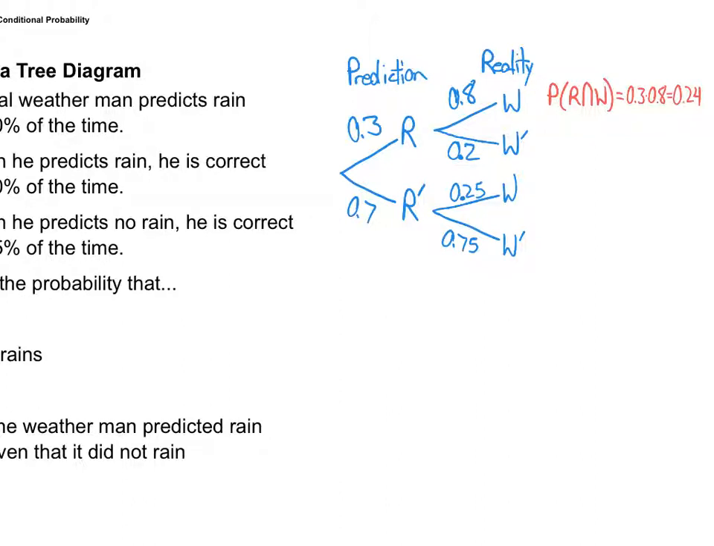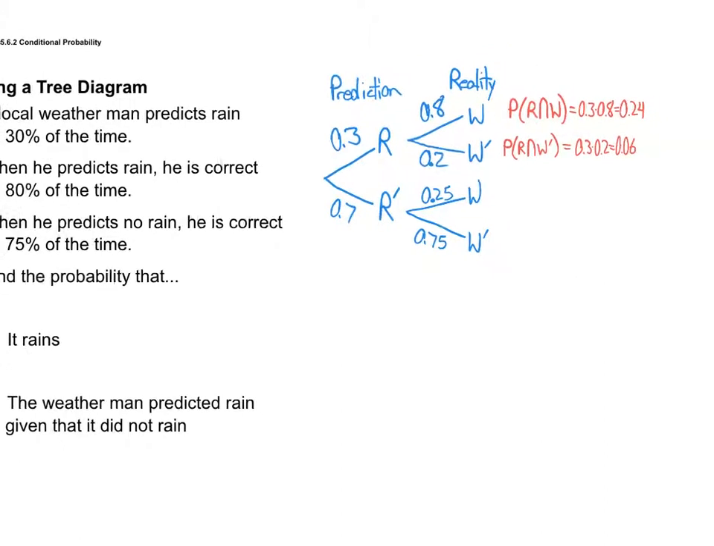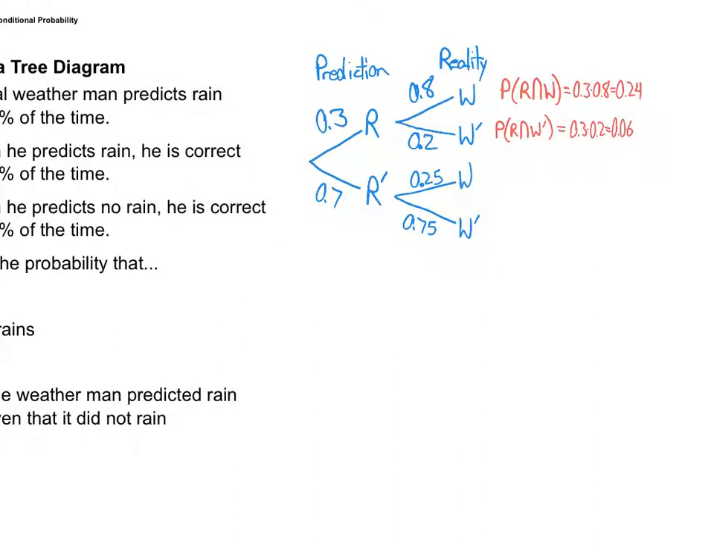And then a prediction of rain followed by no rain is 0.3 times 0.2, so 0.06. Is everyone following what we're doing here? So at the end of each branch, you may not use them, but I would recommend just getting into the habit of going ahead and writing these probabilities at the end of each branch.